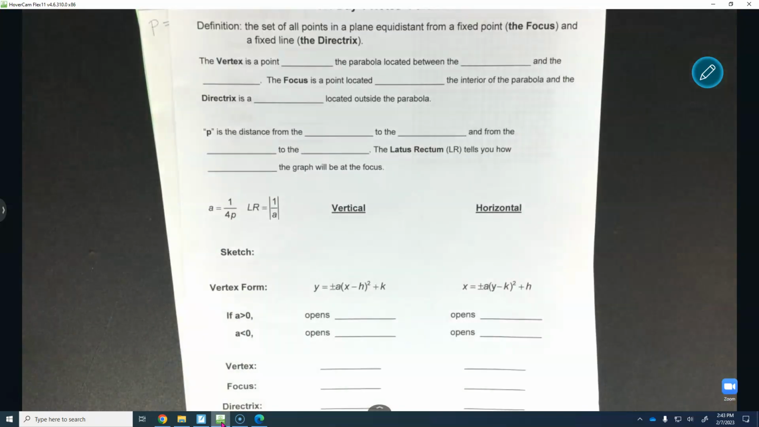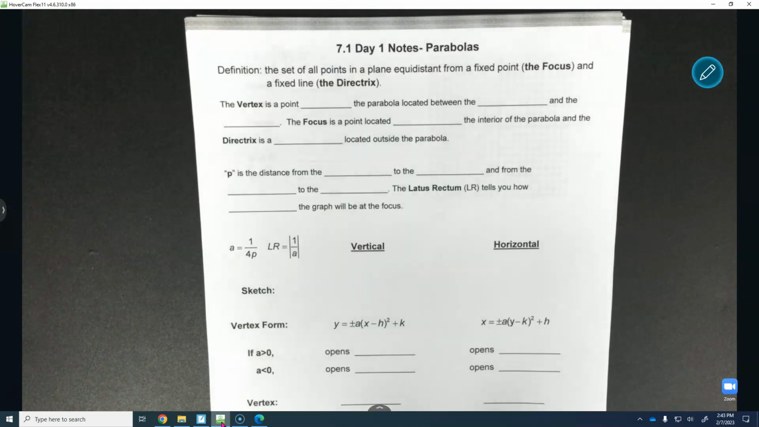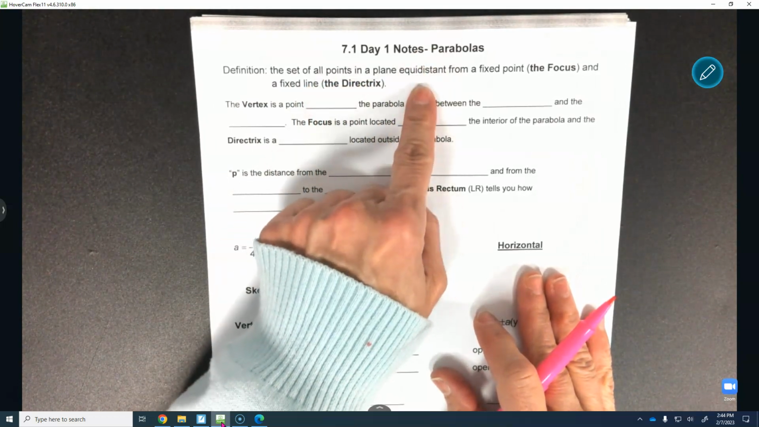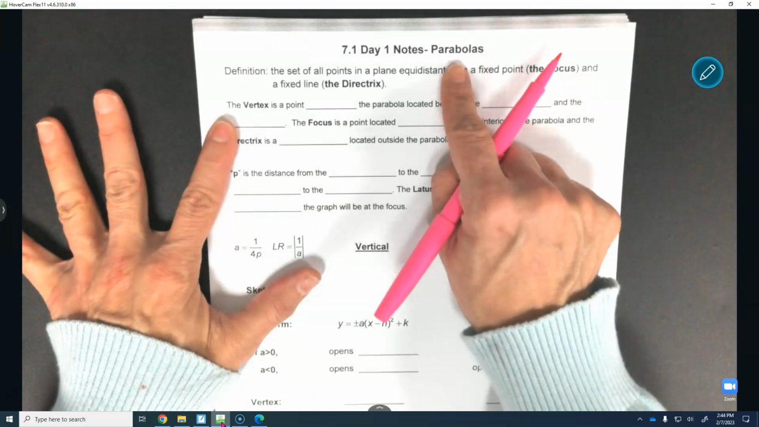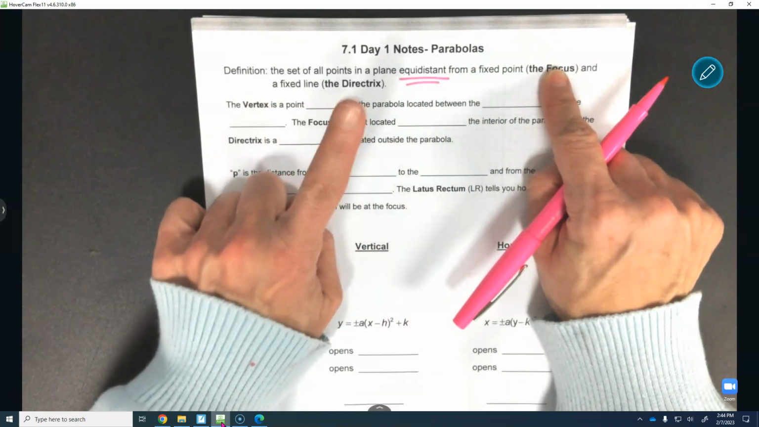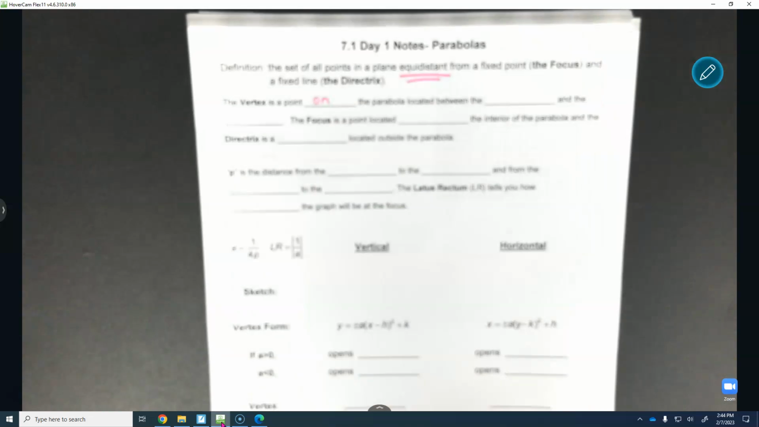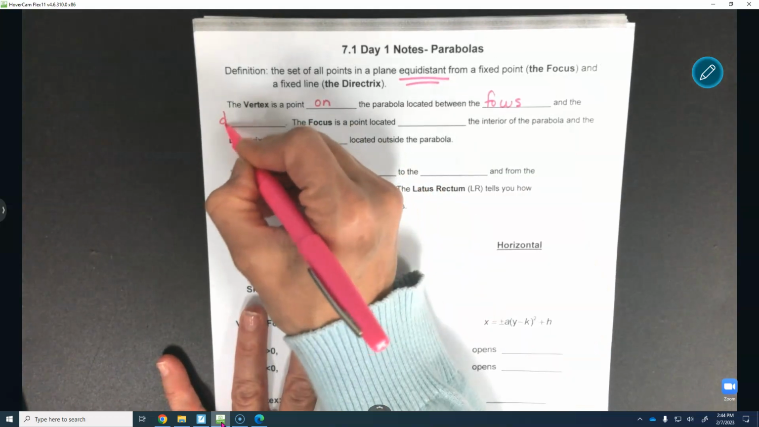So part 1 of your notes, we're going to talk about parabolas. And let's go over some definitions here. So just kind of remember that the set of all points in a plane is equidistant from the focus and the directrix. It creates this curve called a parabola. And the big thing there is everything is going to be equidistant from the focus and the directrix. So the vertex is a point that is on the parabola, and it's located between the focus and the directrix.